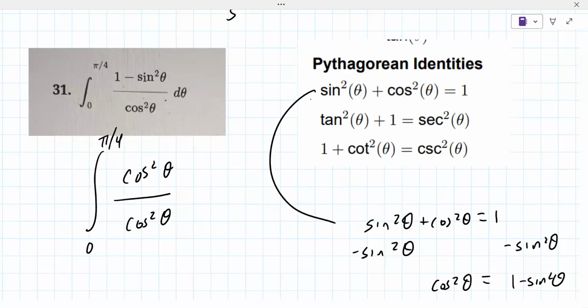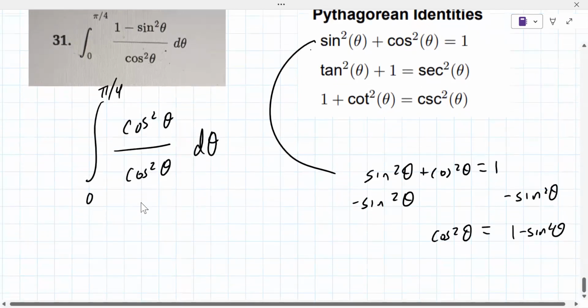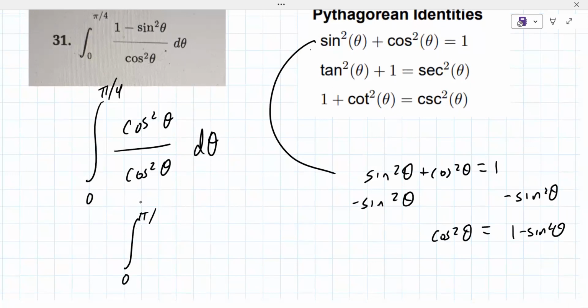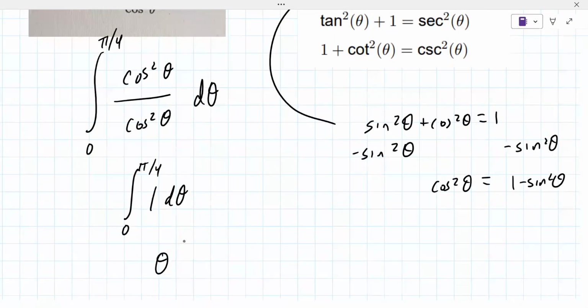So in this section, and the integrals do get more difficult, in this section, though, you're not doing any substitutions that are complicated. You're just doing things that you might already know. So cosine squared over cosine squared is 1. This becomes the integral from 0 to pi over 4 of just d theta, or 1 d theta if you want. What is the antiderivative of 1? 1x. Or theta, and just use that variable. So theta evaluated from 0 to pi over 4. Which is pi over 4 minus 0, which is pi over 4. Okay.